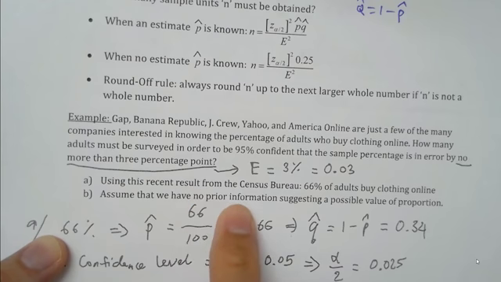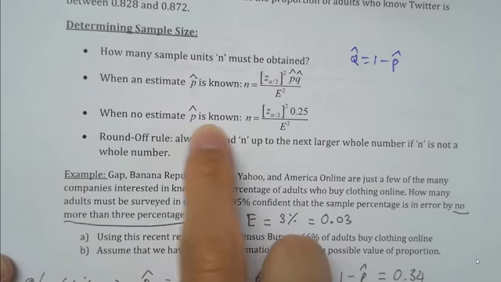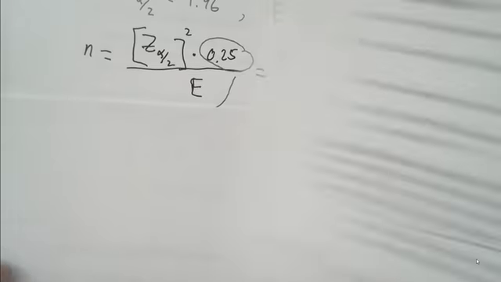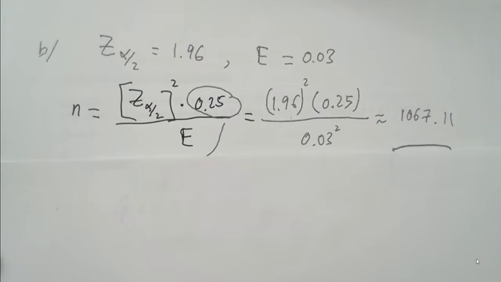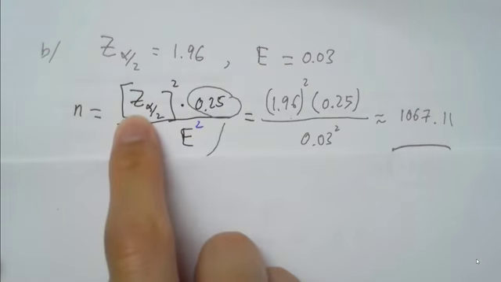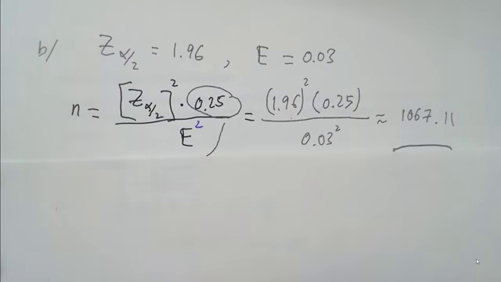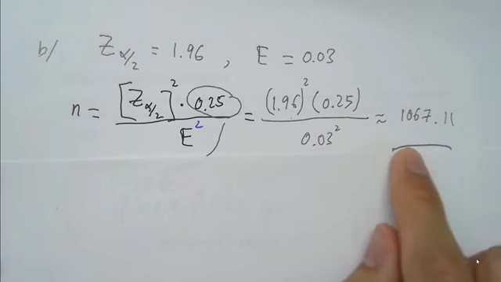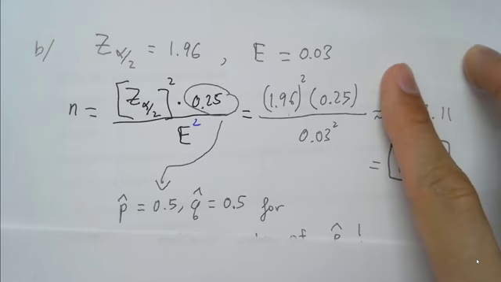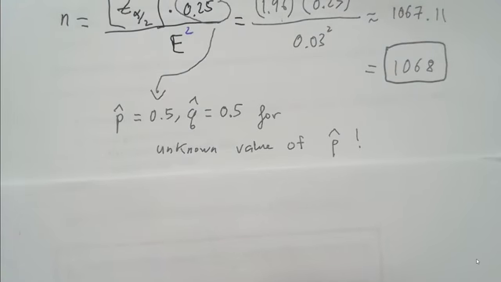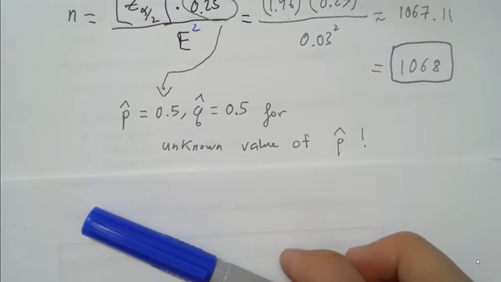Okay, next question is B. Assume that we have no prior information suggesting a possible value of the proportion. So now, if we don't know any prior information, p hat is unknown, then n is found by z alpha over 2 squared multiplied by 0.25 over E squared. So again, this is the formula. We have z alpha over 2 again 1.96, 0.25 for the p hat and q hat, because we assume each is 0.5, and then E is again 0.03 squared. That should be 1067.11, and round up to the next whole value, which is 1068. Again, if p hat is unknown, then we assume p hat is 0.5 and q hat is also 0.5.